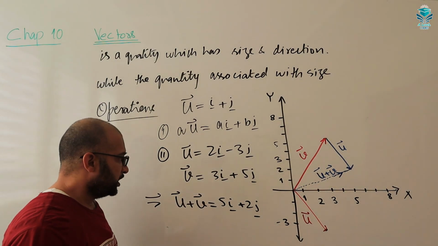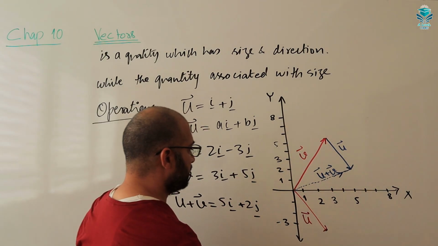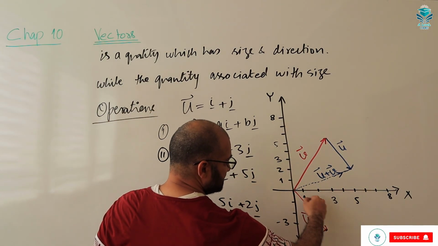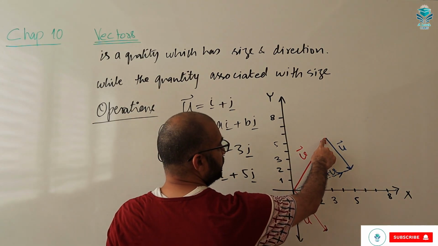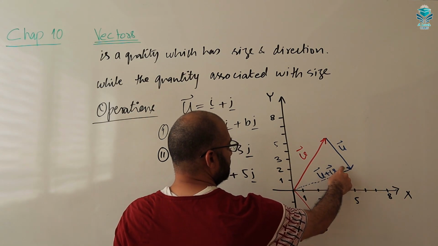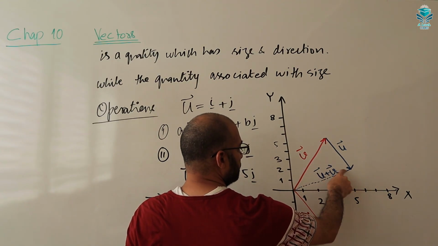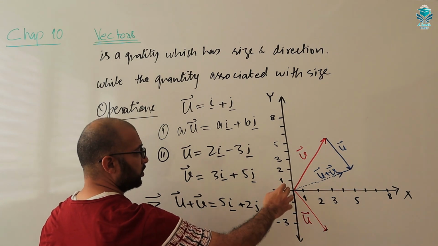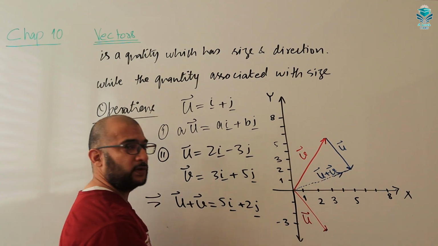So dear students, we place the tail of u at the head of v. We have to move 2 units along the x-axis and 3 units downward. When you go down 3 units from 5, you will add the 2. So the addition is 5 along the x-axis and 2 along the y. That is the addition of two vectors.